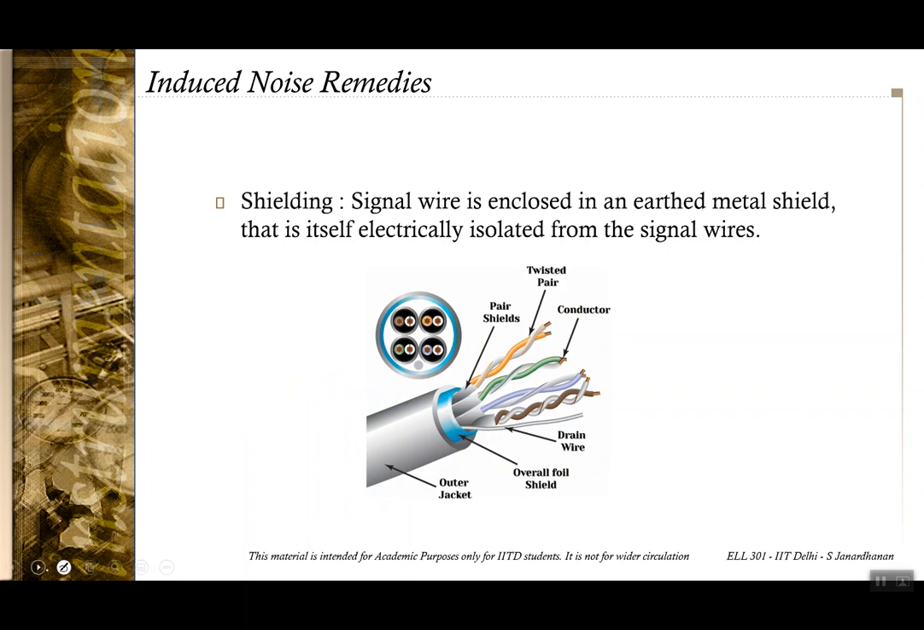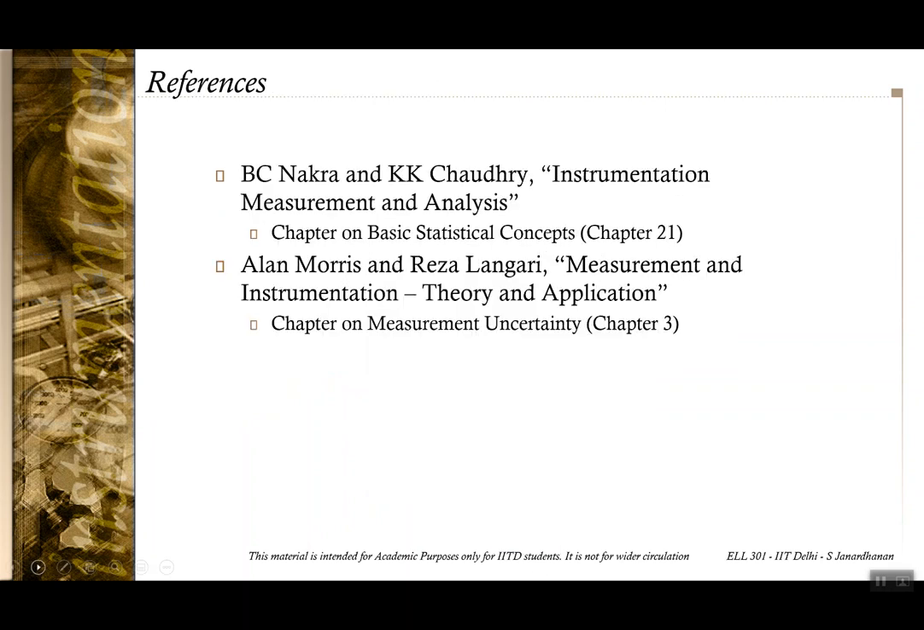Okay, so with that we come to the end of this lecture. These are the references. You can see chapter 21 from Nakra and Chaudhary, from the book Instrumentation, Measurement and Analysis, and chapter 3 on measurement uncertainty from Alan Morris and Reza Langari.